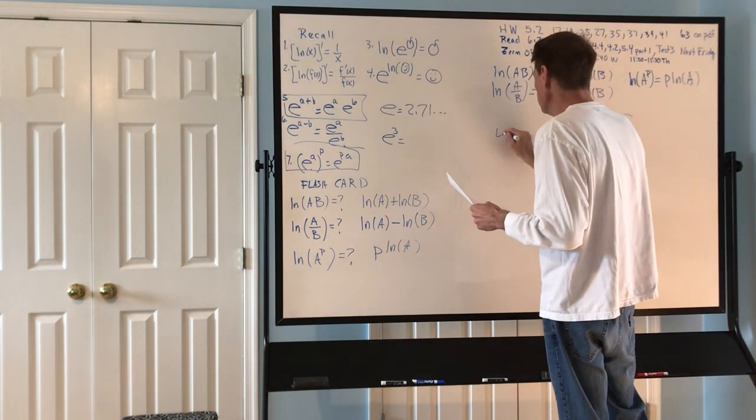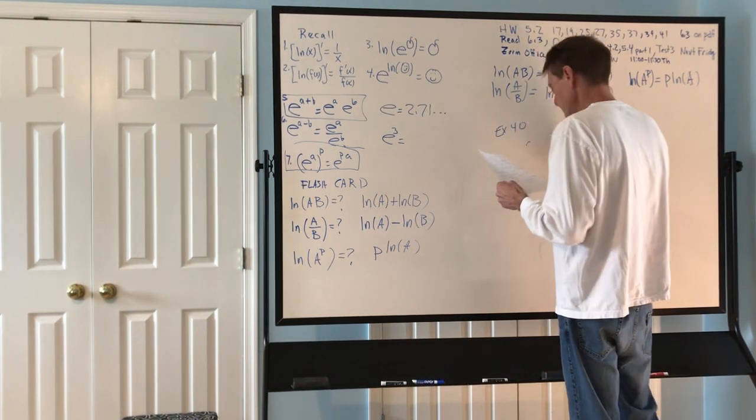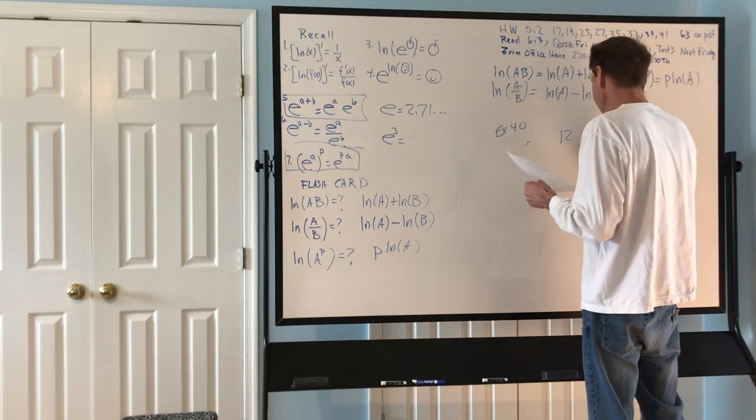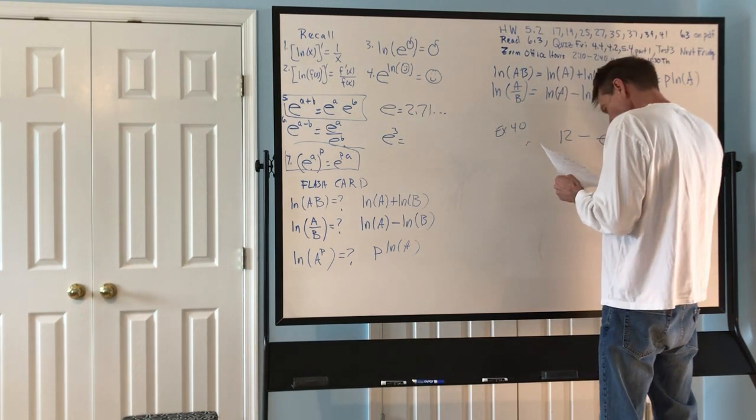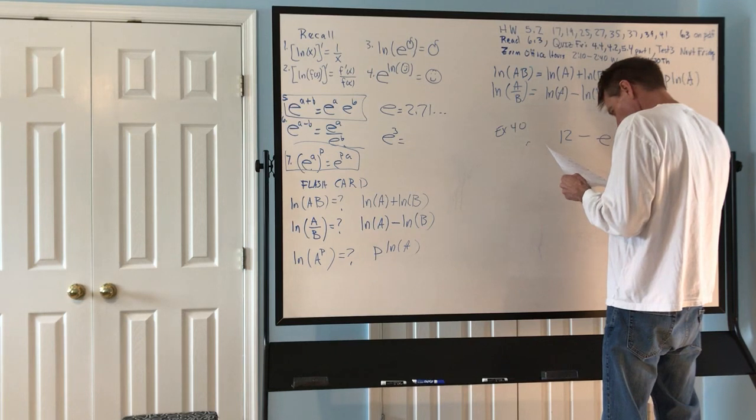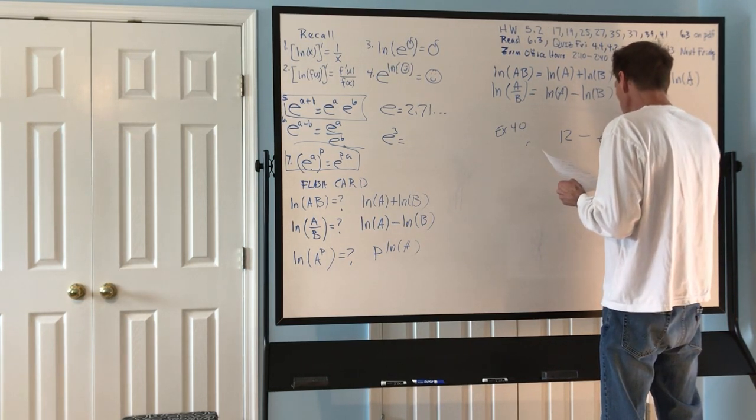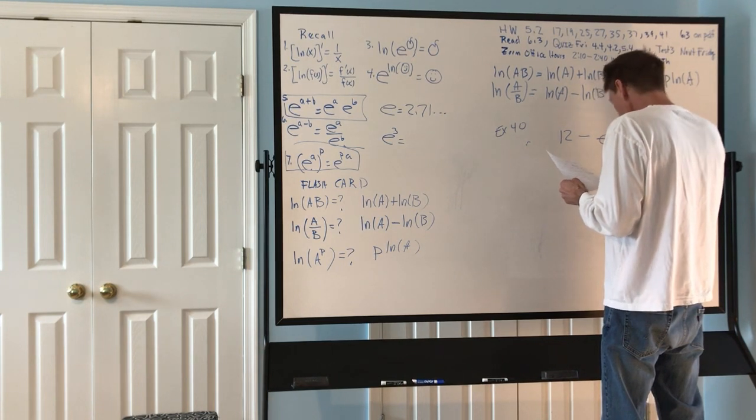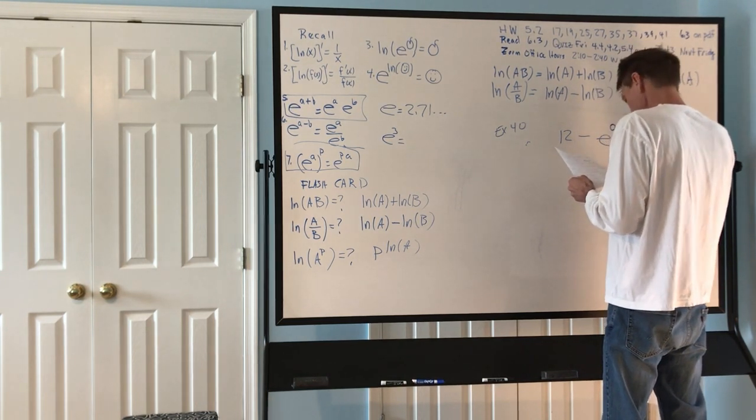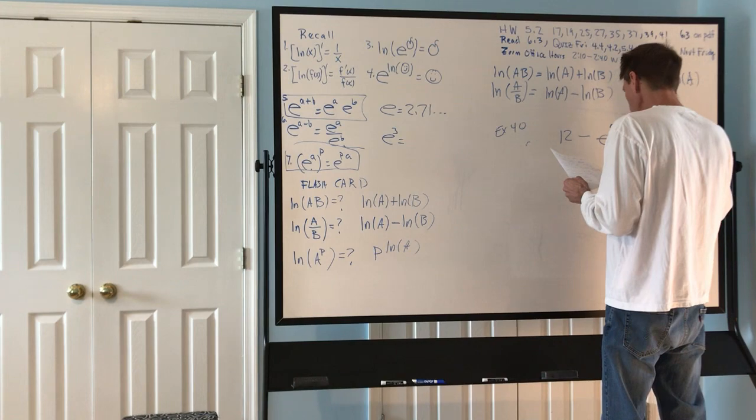This is exercise 40. What do they have here? 0.4, t is equal to 3.